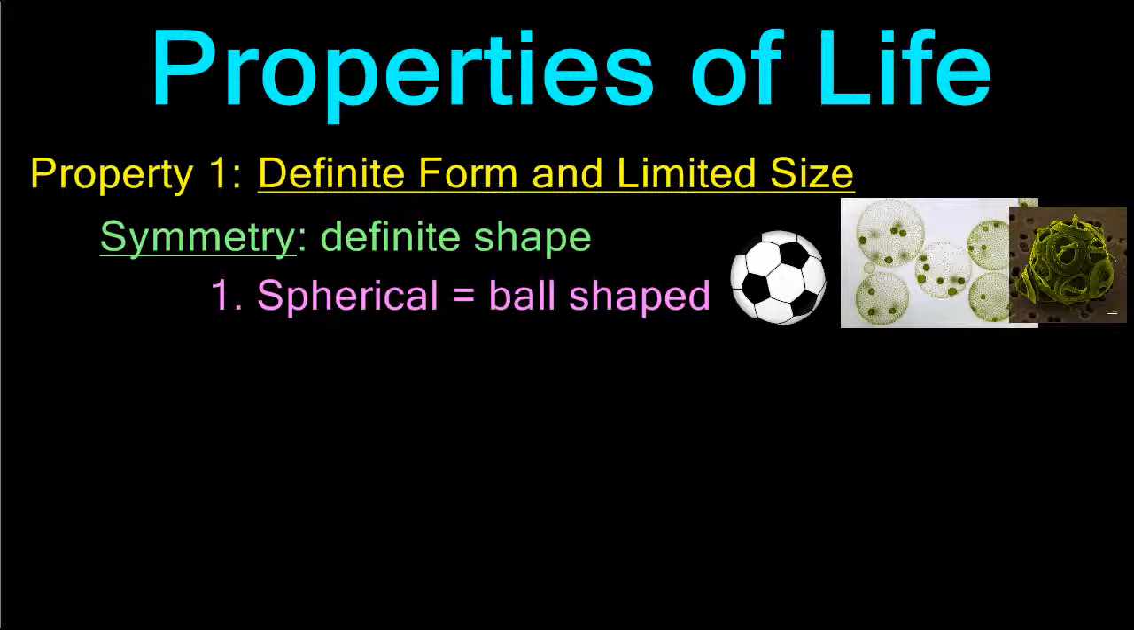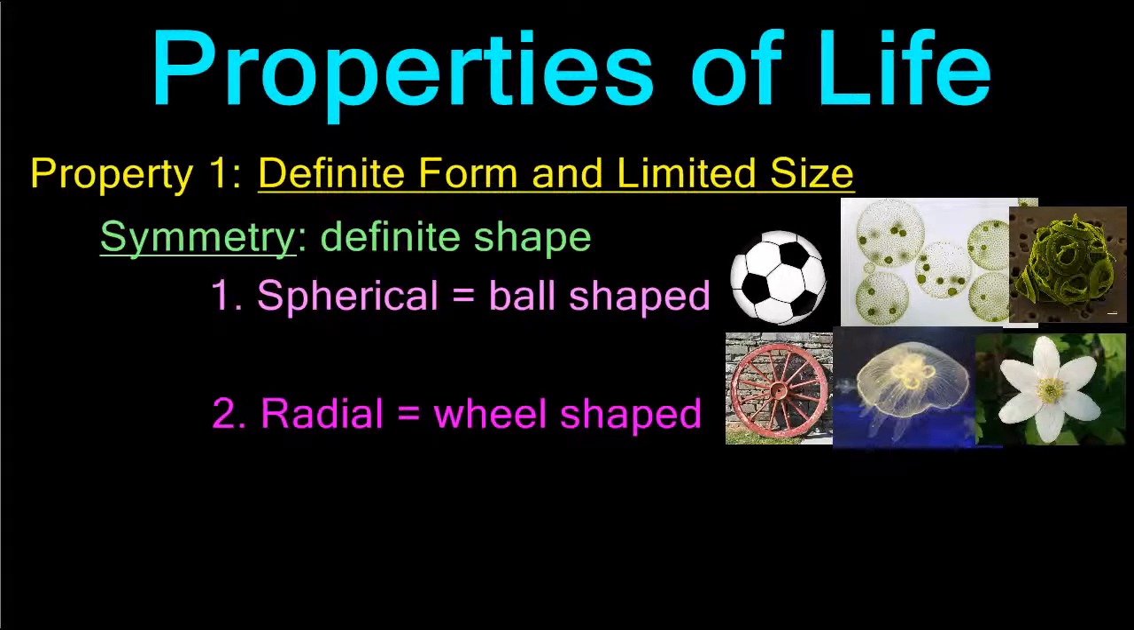Another type of symmetry is radial symmetry. Radial symmetry means that it is wheel-shaped. So the organism's body parts extend out and around in a circle. Some examples of organisms with radial symmetry include a jelly, like this moon jelly, and flowers.